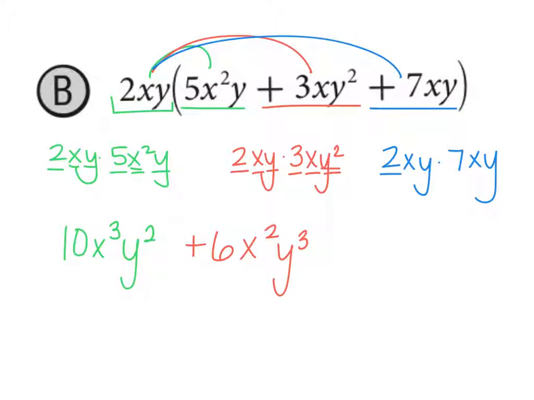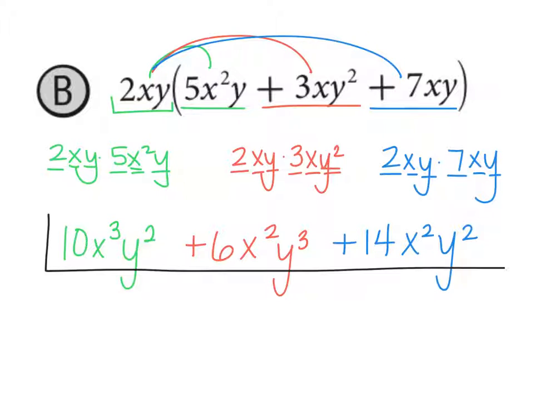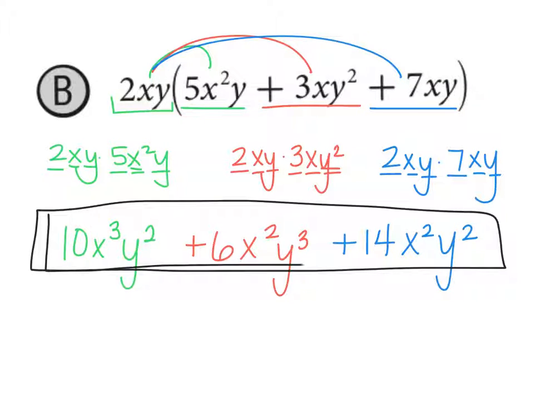And last part, 2 times 7 is 14, and it's positive, so plus 14. x times x, x squared. y times y, y squared. And notice, none of those have the exact same combination of letters and exponents, so I can't put them back together, which means this right here is my final answer.